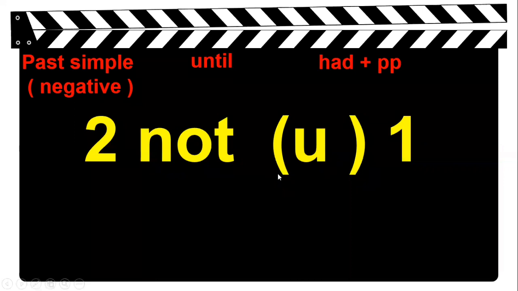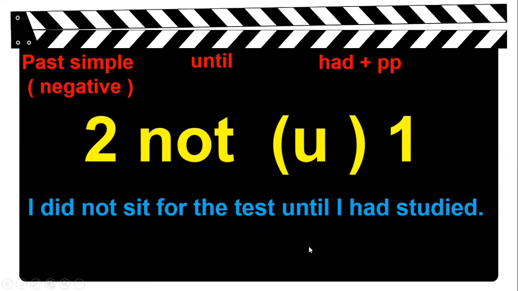Very clear, Mr. Mahmoud. Super. Yes, good, very good. So we can join these 2 sentences like this. We can say, I didn't sit for the test until I had studied hard. So I didn't sit is past simple negative, 2 not, 2 negative, okay? And you is until, and one is the past perfect, which is had plus the past participle of the verb. Okay?